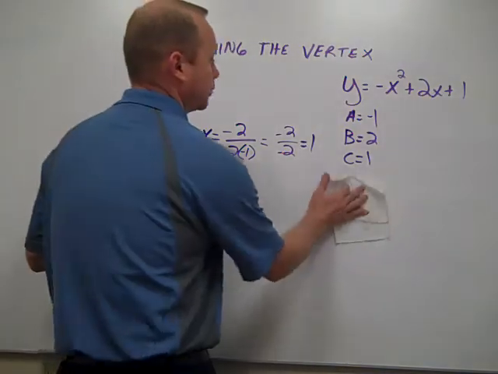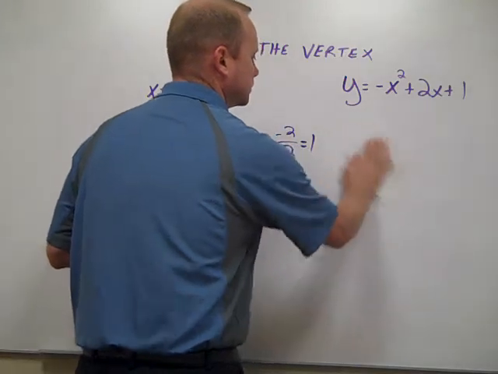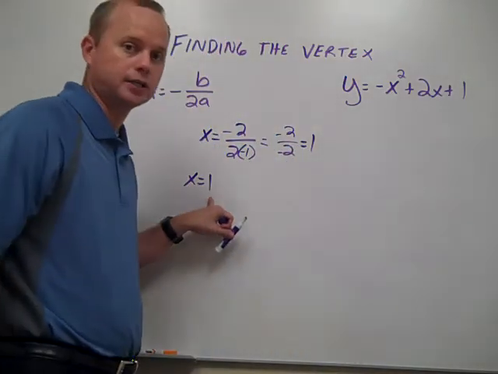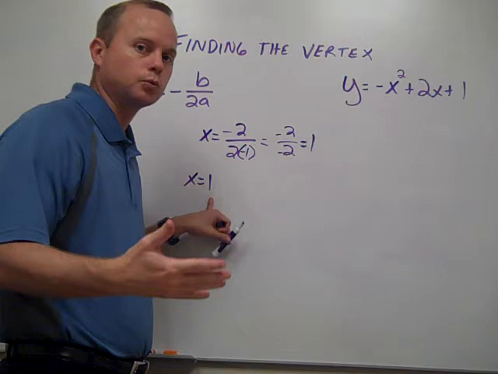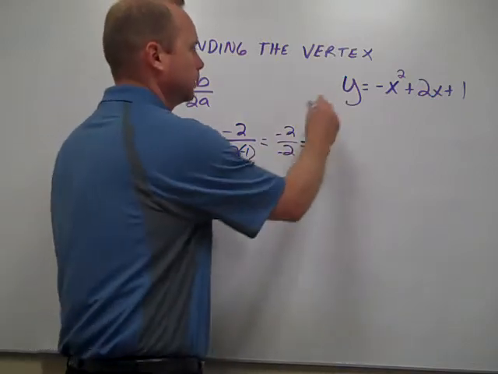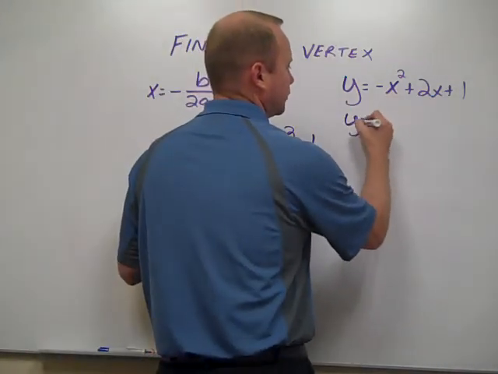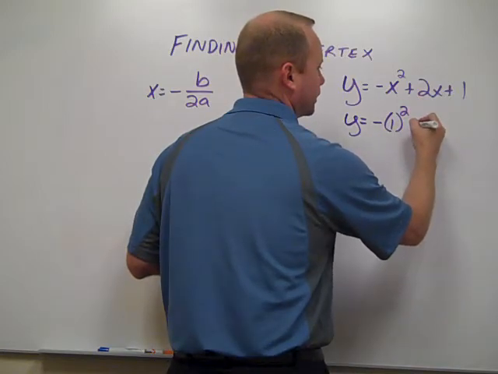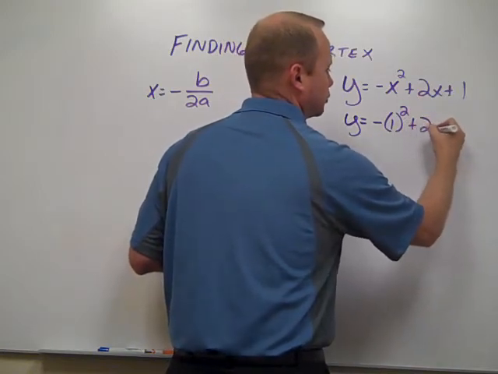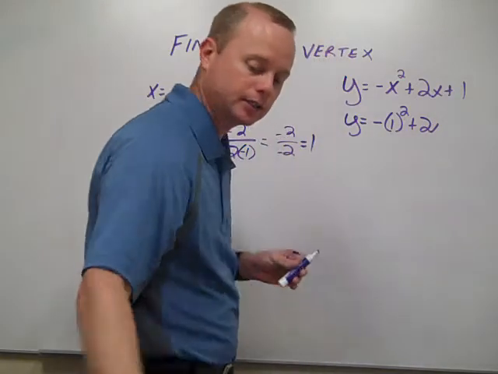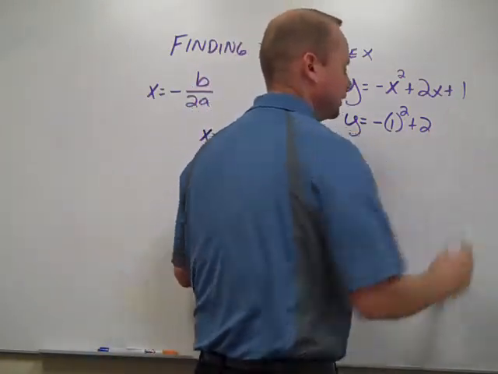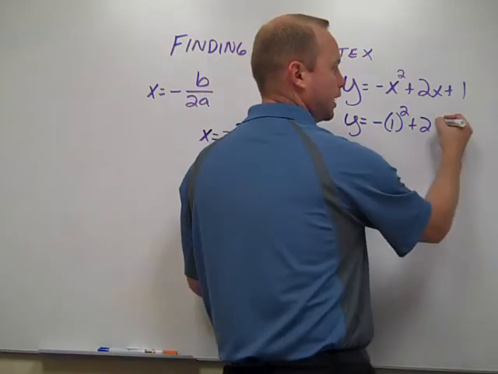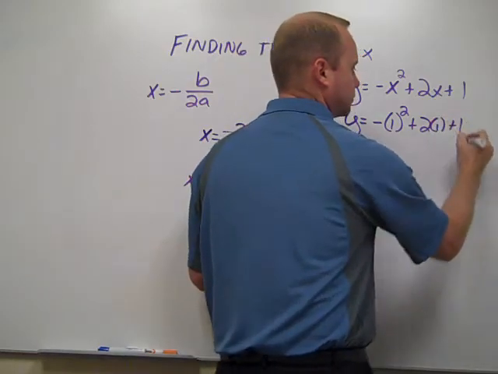So what I'm going to do is go back here and plug it in. I know that x equals 1. And if x equals 1, what does y equal? Well, here we go. y equals negative 1 squared plus 2x, but I know what x is. x is 1. Let me fix that here. This is 2 times x, so it's 2 times 1, plus 1.